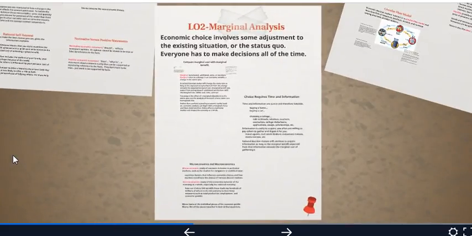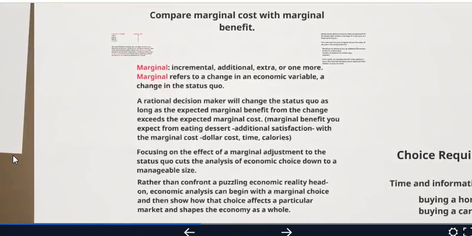All right, moving on. Learning objective 2, marginal analysis. So economic choice involves some adjustment to the existing situation or the status quo. Everyone has to make decisions all the time. You guys make decisions all the time. So comparing marginal cost with marginal benefit.